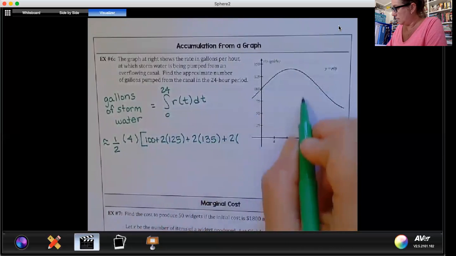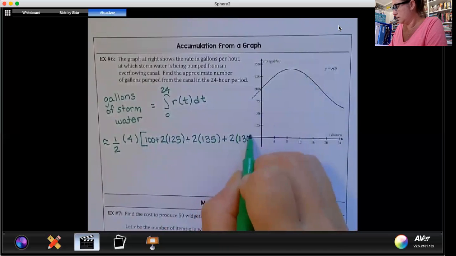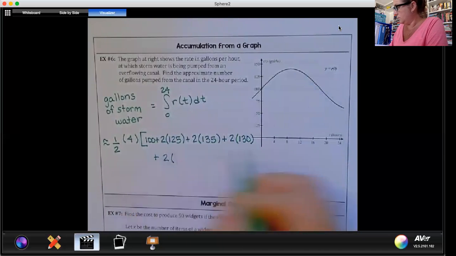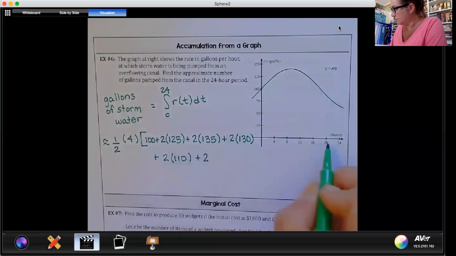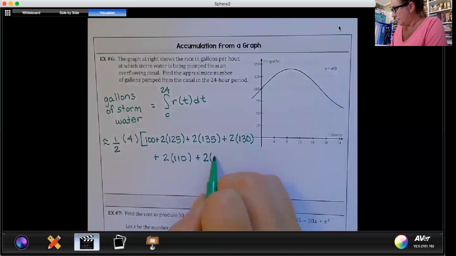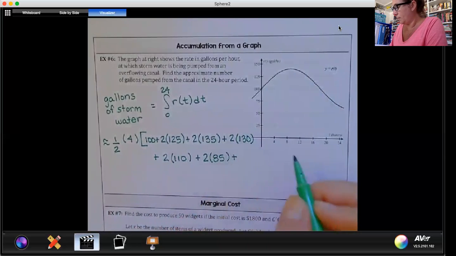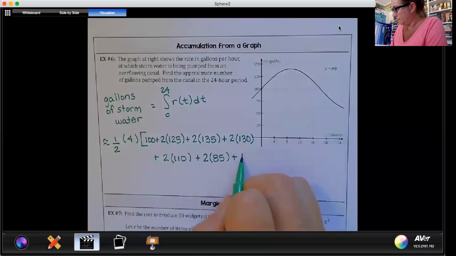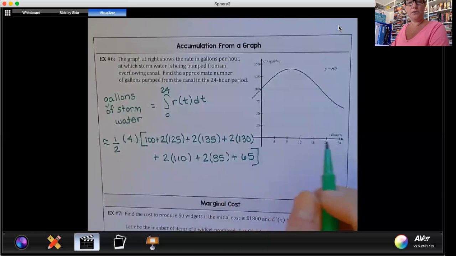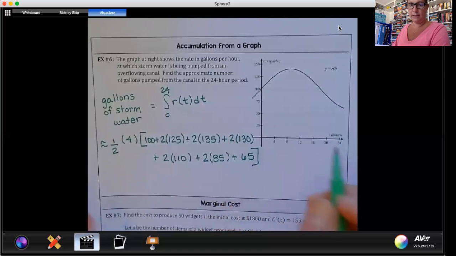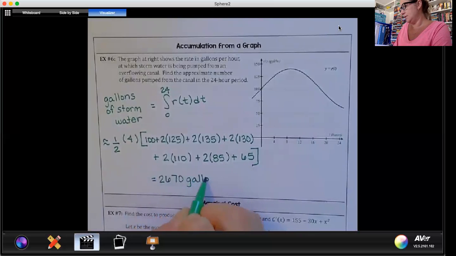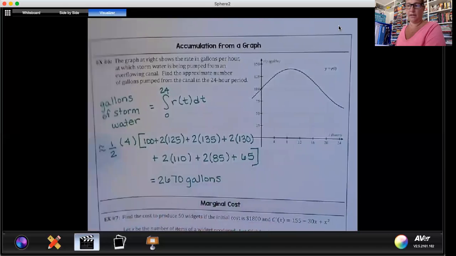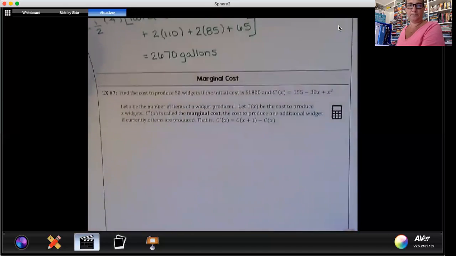Plus 2 times 130. Plus 2 times 110. Plus 2 times 85. Plus 65. And again, those are very much approximations according to what we see here on the graph. So using your calculator, you should get 2,670 gallons. Again, don't just write down the answer. Use your calculator to check to make sure you know what you're doing there.